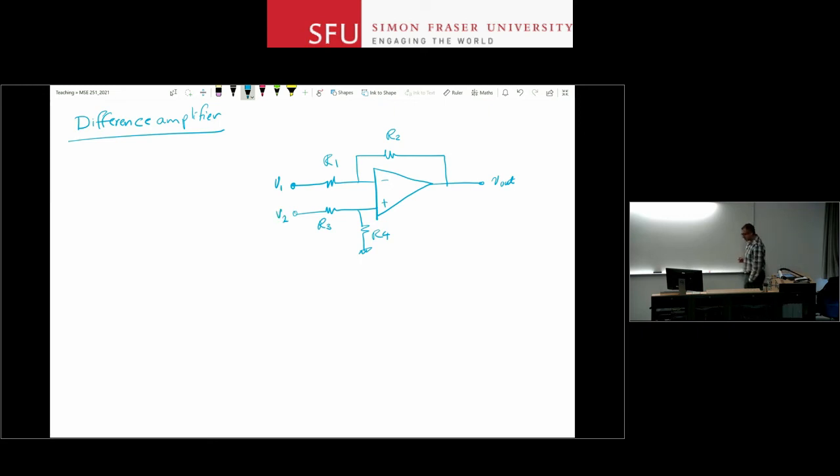I make this circuit, apply two signals to it, and then the question is, what is the output voltage here, right? So again, because this is a linear circuit, what I can do is use superposition. So set V2 to ground, right?